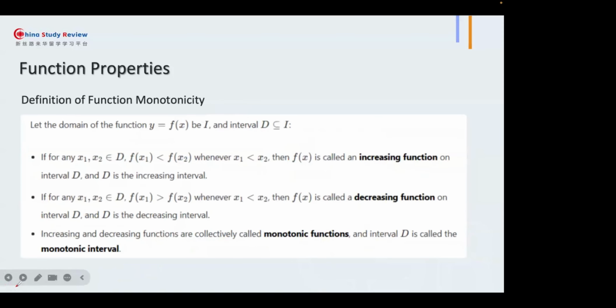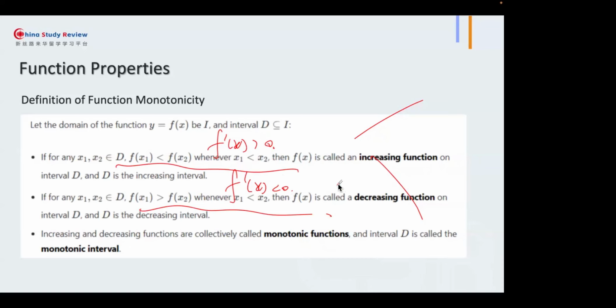The next part is how to determine whether it's a monotonic function, including increasing and decreasing functions. But this is not important. The important part is that you have to relate this to your derivatives. For example, for an increasing function, you always have derivatives larger than 0. For a decreasing function, you always have derivatives smaller than 0. So firstly, you have to determine what an increasing function is with this definition. Secondly, you have to utilize this idea of increasing and decreasing with the derivatives, okay?